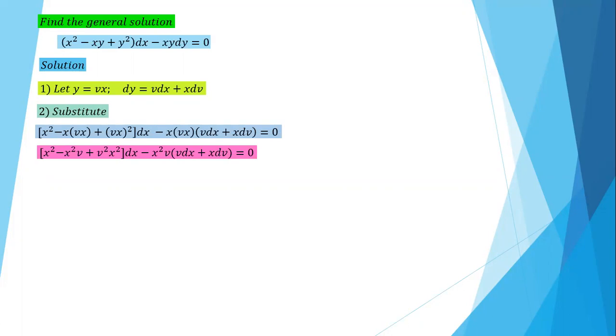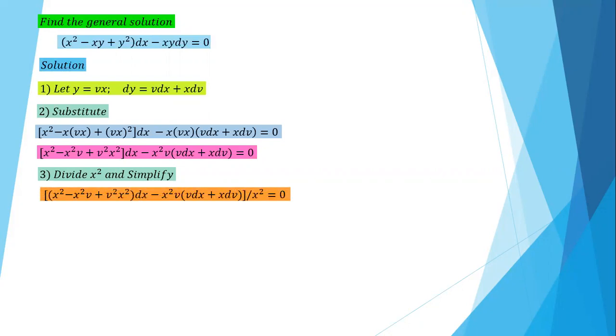Then distribute. We have now x squared minus x squared v plus v squared x squared dx minus x squared v times the quantity v dx plus x dv equals 0. Then we divide by x squared since x squared is common in the equation, and simplify. So we divide the equation by x squared.